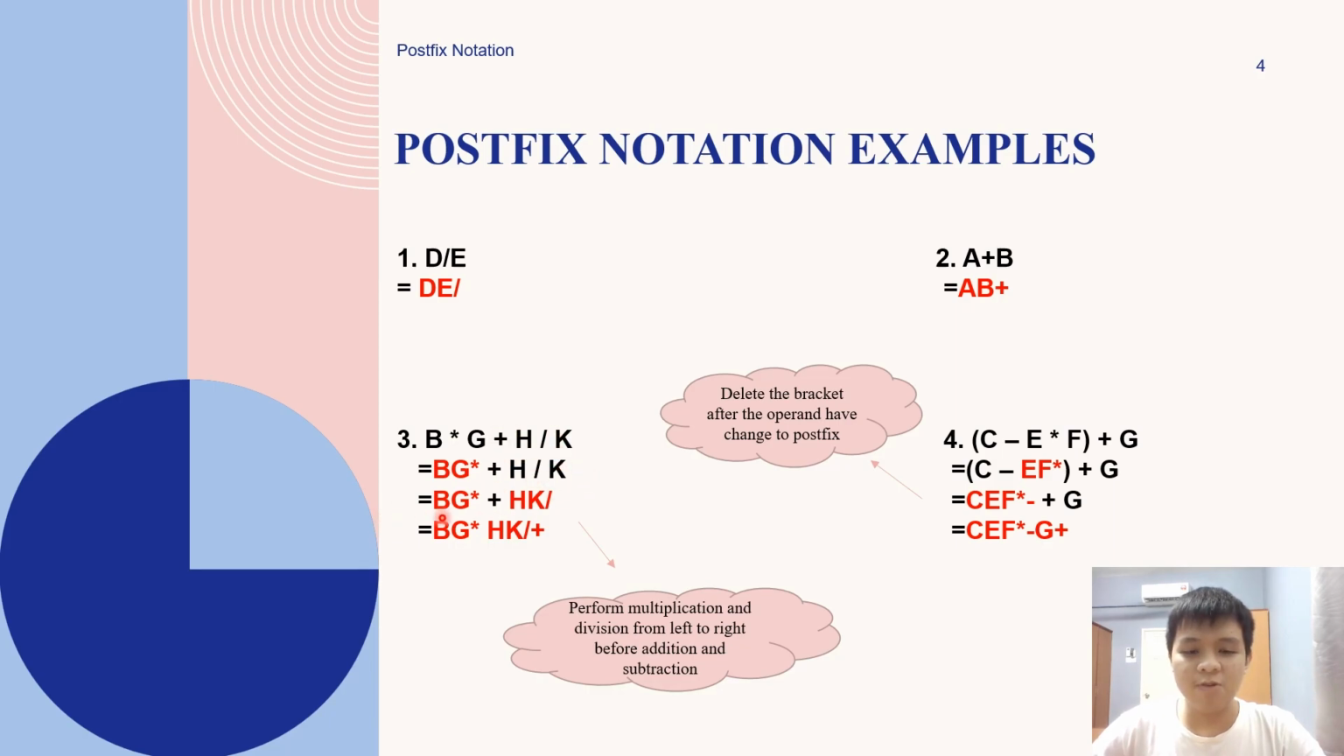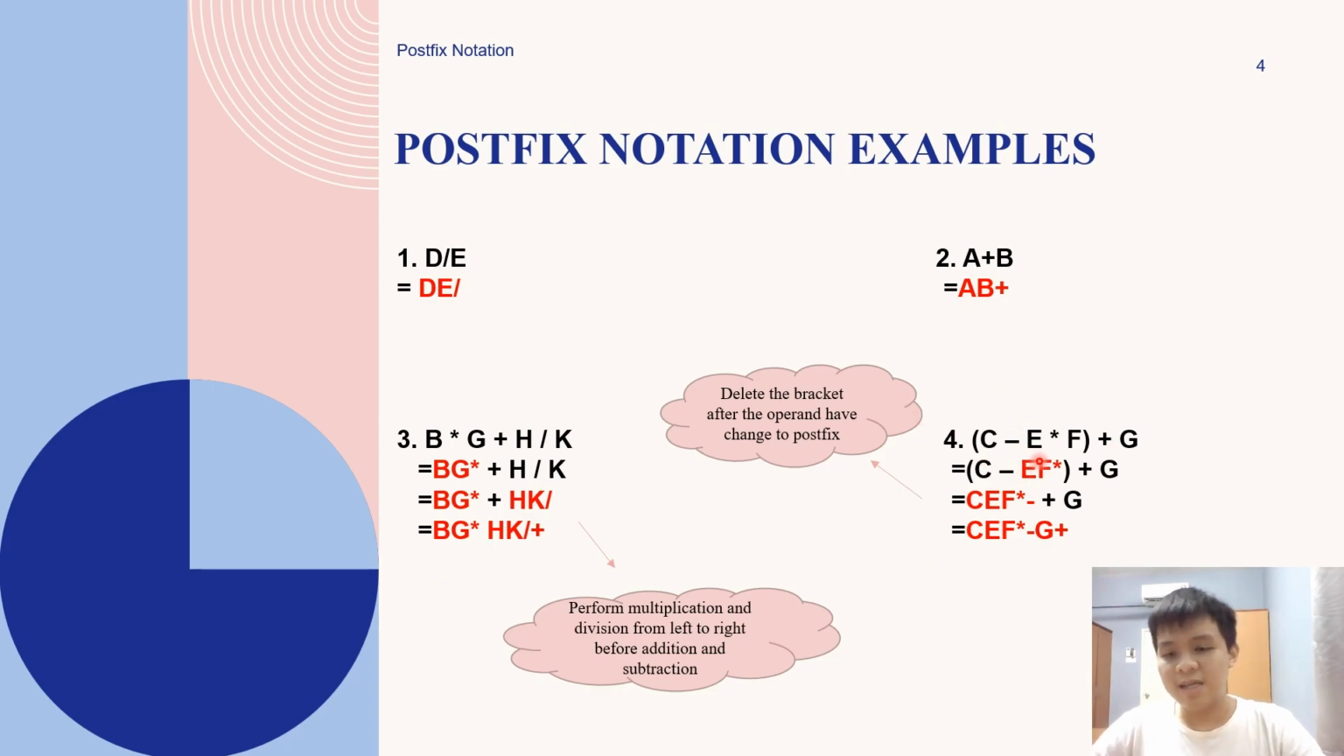Step 2, after we settle BG multiply, we will do this hash k divide, and we move the operator to the back. After this, what is left is this addition, so we will do it like this: BG multiply hash k divide add. The addition we move to the back and it will become like this, settled. So let's see example 4.